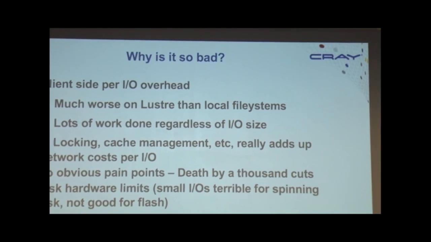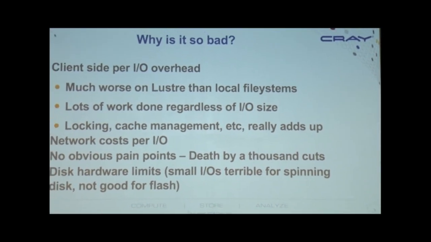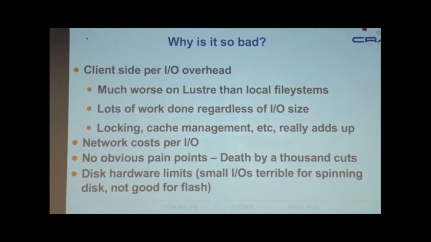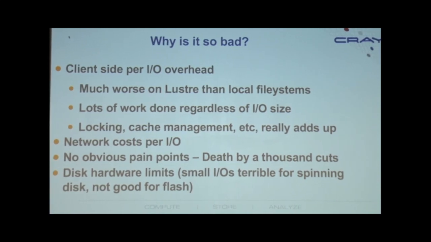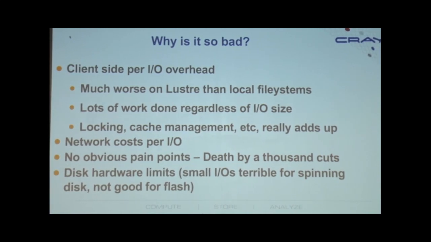So why is small I/O so bad? What we're going to talk about mostly here is client-side stuff, and it's probably the main reason why it's bad. So it's per I/O overhead. It's much worse on a big file system like Lustre than it is on a local file system. There's a lot of work you do regardless of the I/O size. You've got to do locking and cache management and maybe stuff to make sure you're not out of space, all sorts of different things, tracking the file size, all sorts of different stuff, and it adds up.